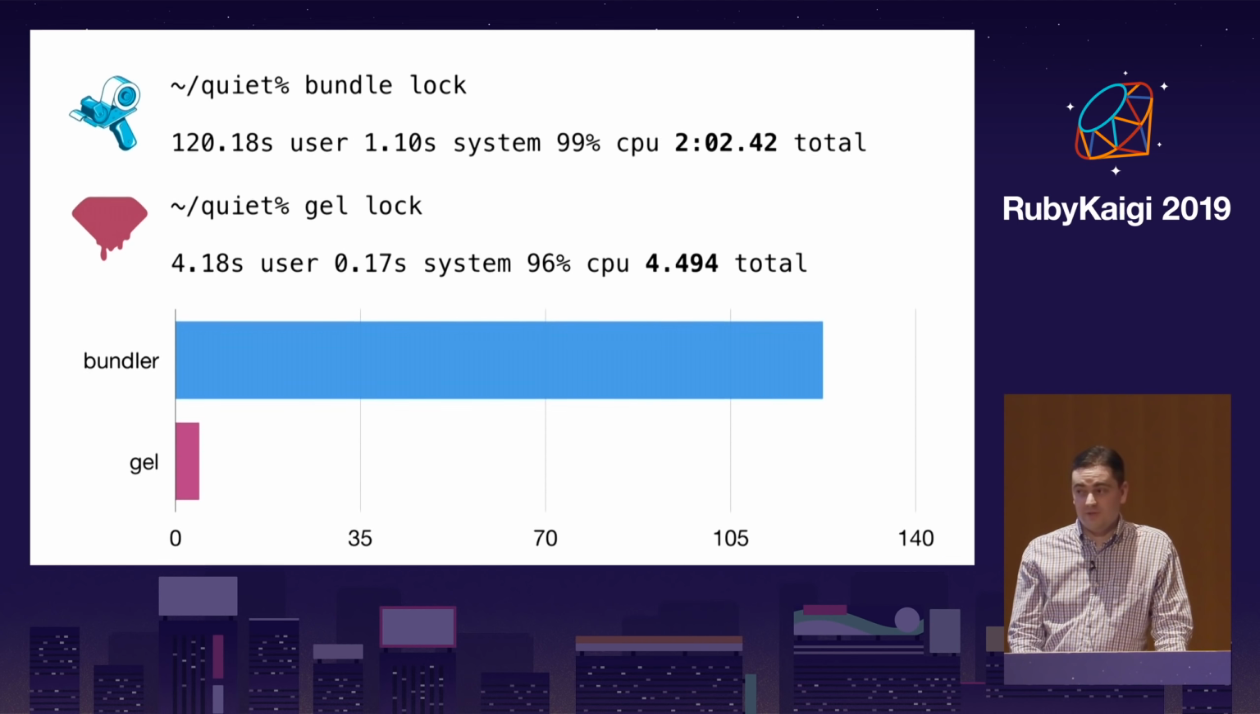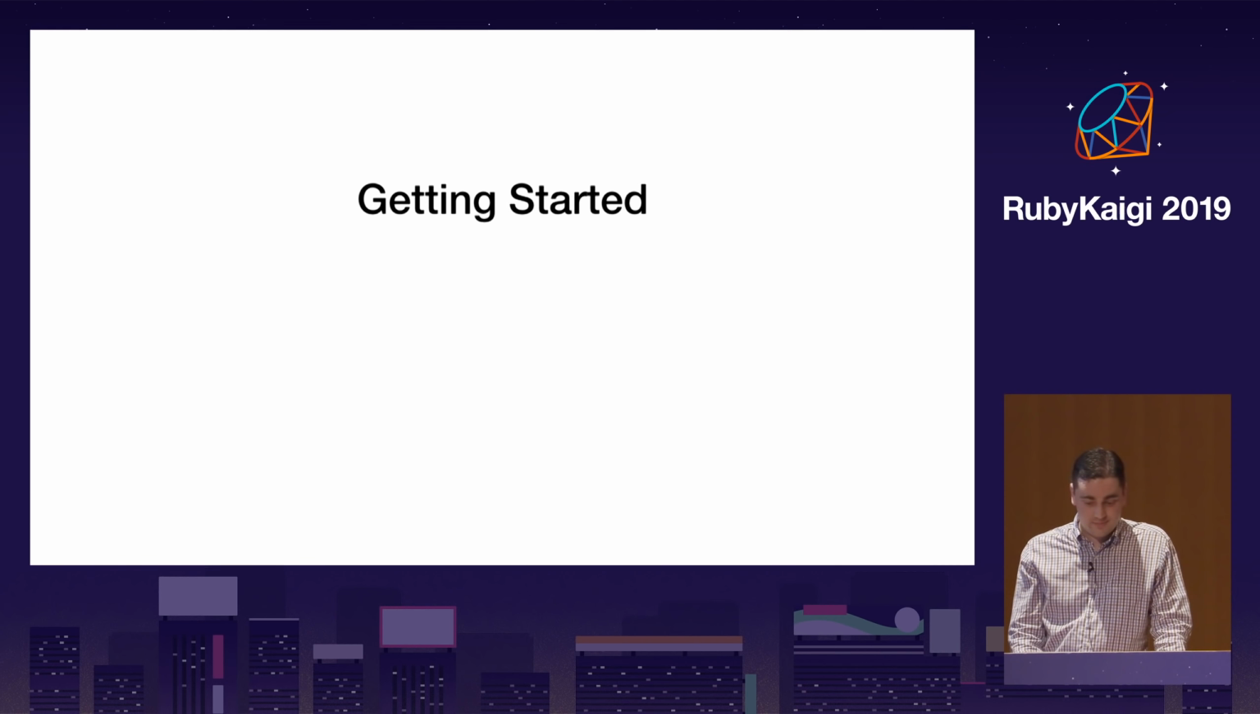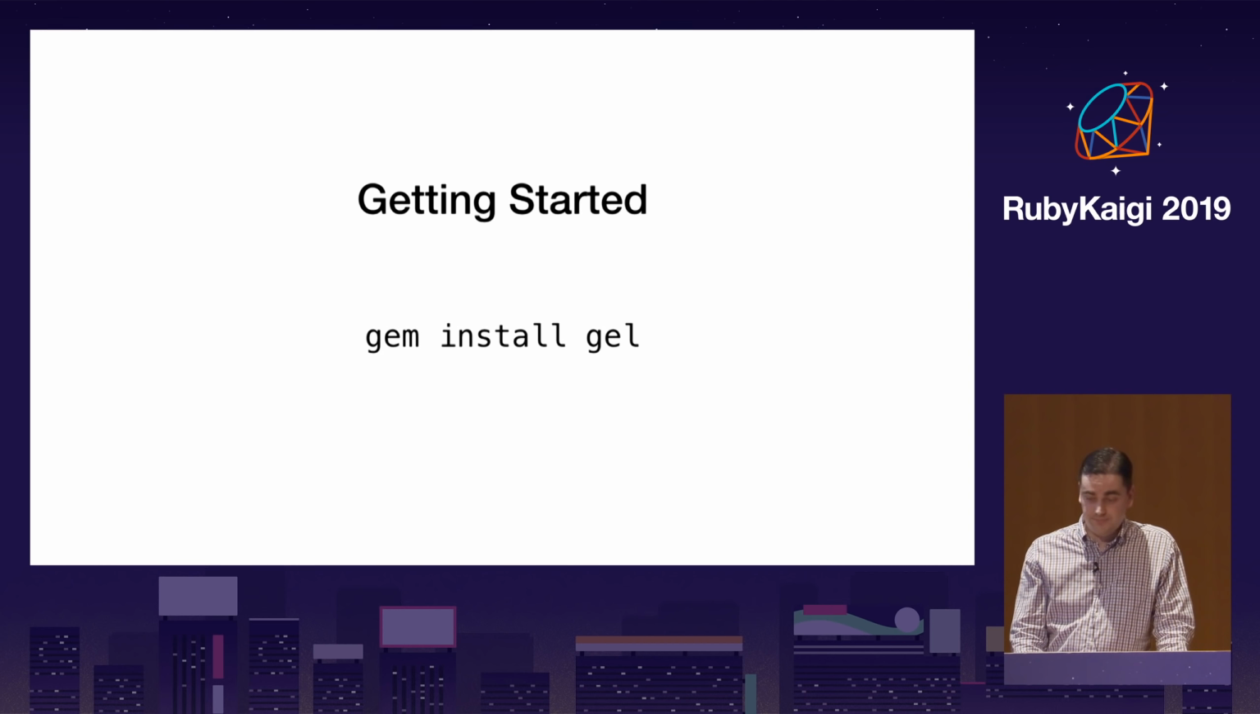So if you'd like to give gel a try, to install, gem install gel. Everyone has Ruby gems, so that's the easiest option for now. Soon I hope to support brew install gel too.